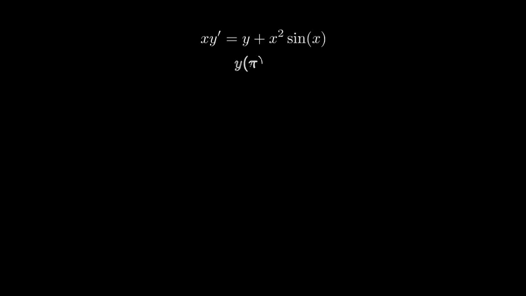Welcome. Today we'll solve the differential equation x y prime equals y plus x squared sine x with the initial condition y of pi equals 0. Let's solve this step by step. First, let's rearrange the equation to standard form. We'll move all terms with y to one side and all other terms to the other side.